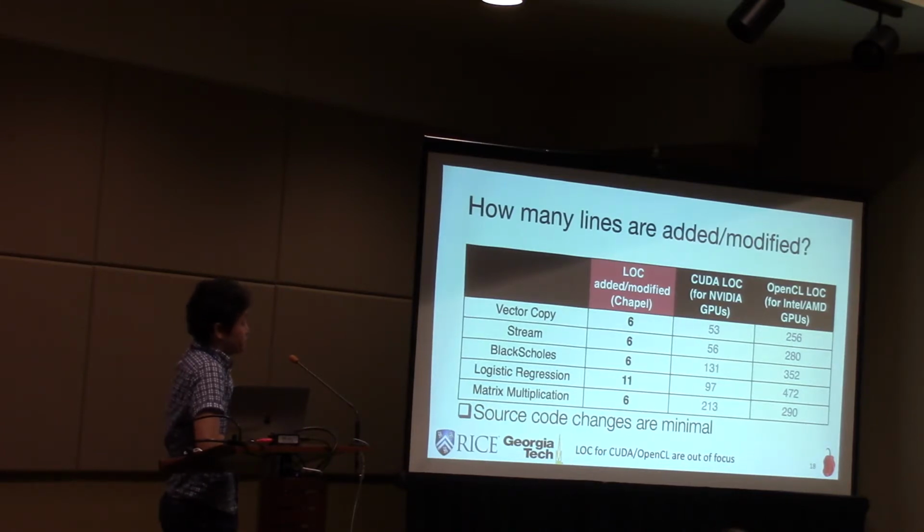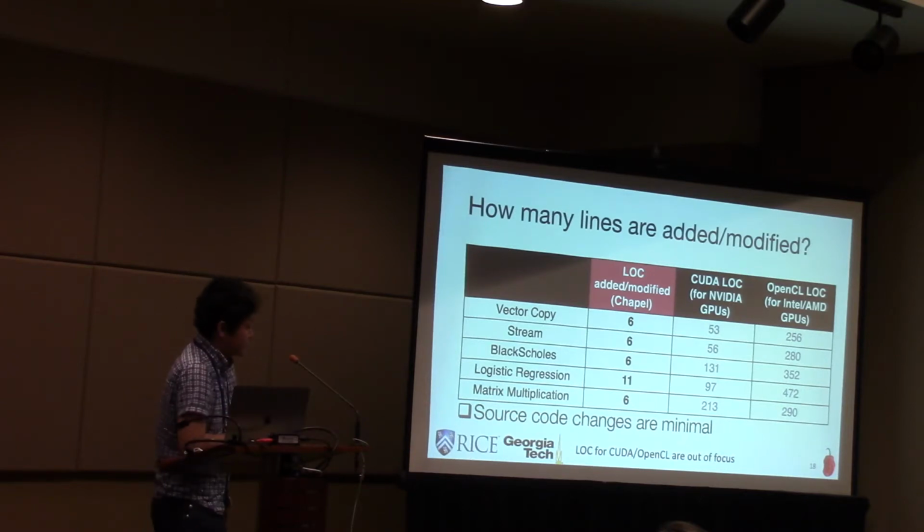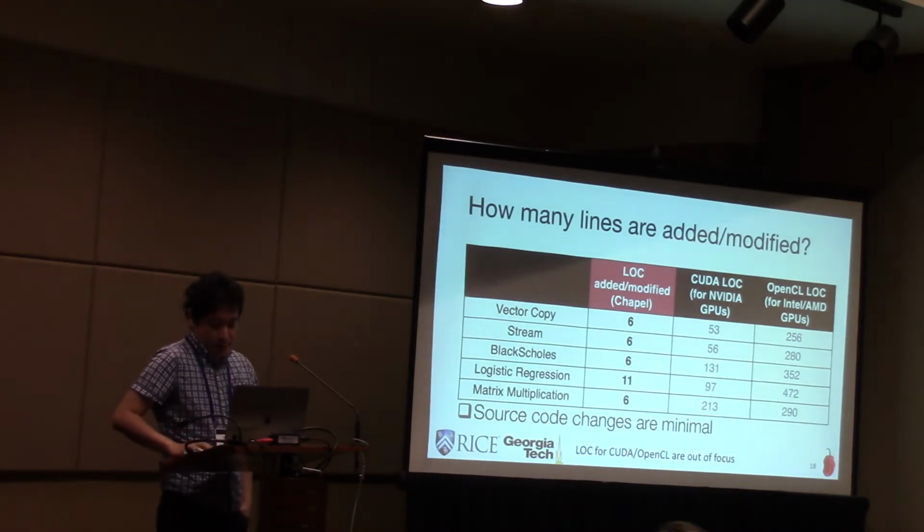Also, this is not the focus of our paper, but just for your information, I put how many lines are required for implementing the CUDA and OpenCL code, which is around 50 lines, sometimes it takes like 500 lines. But again, this is out of focus for now.